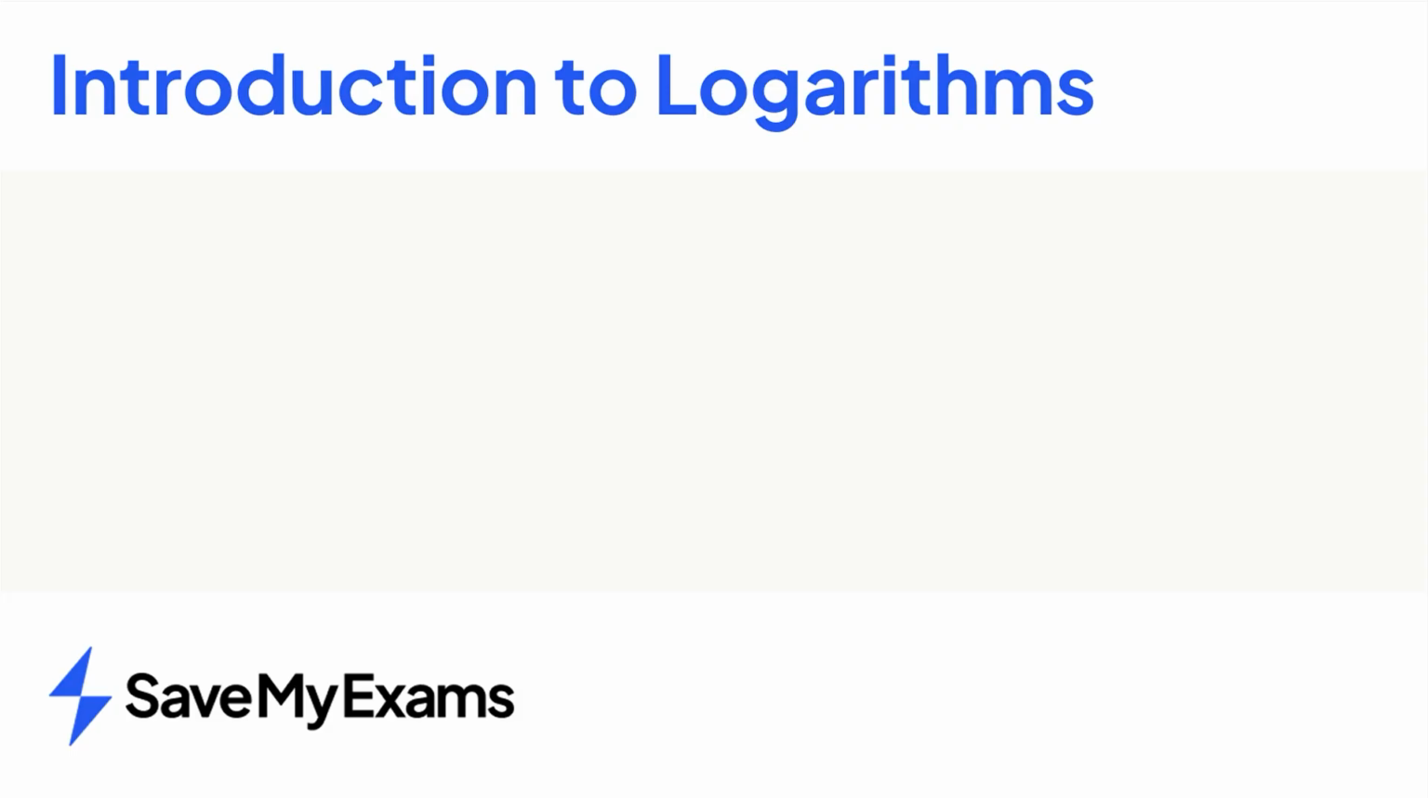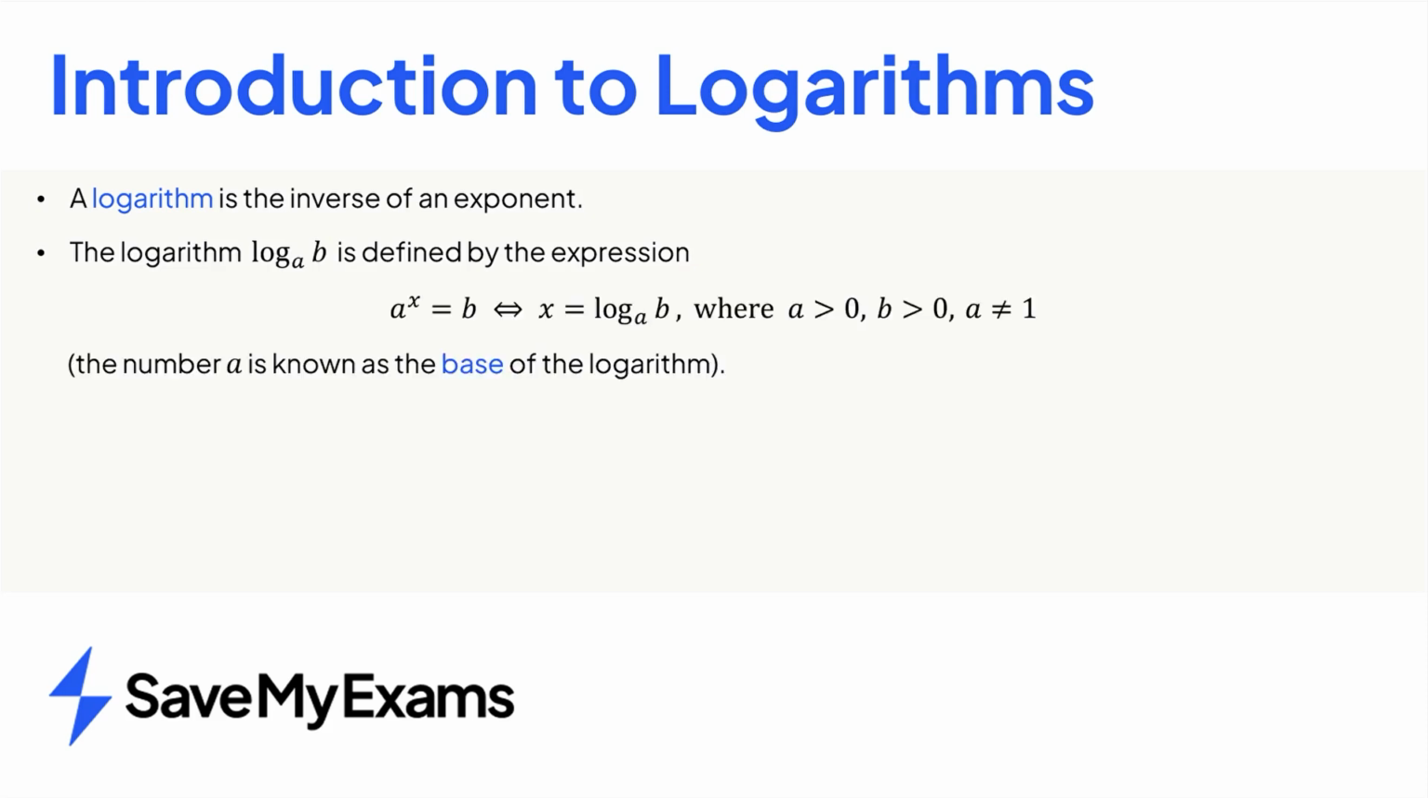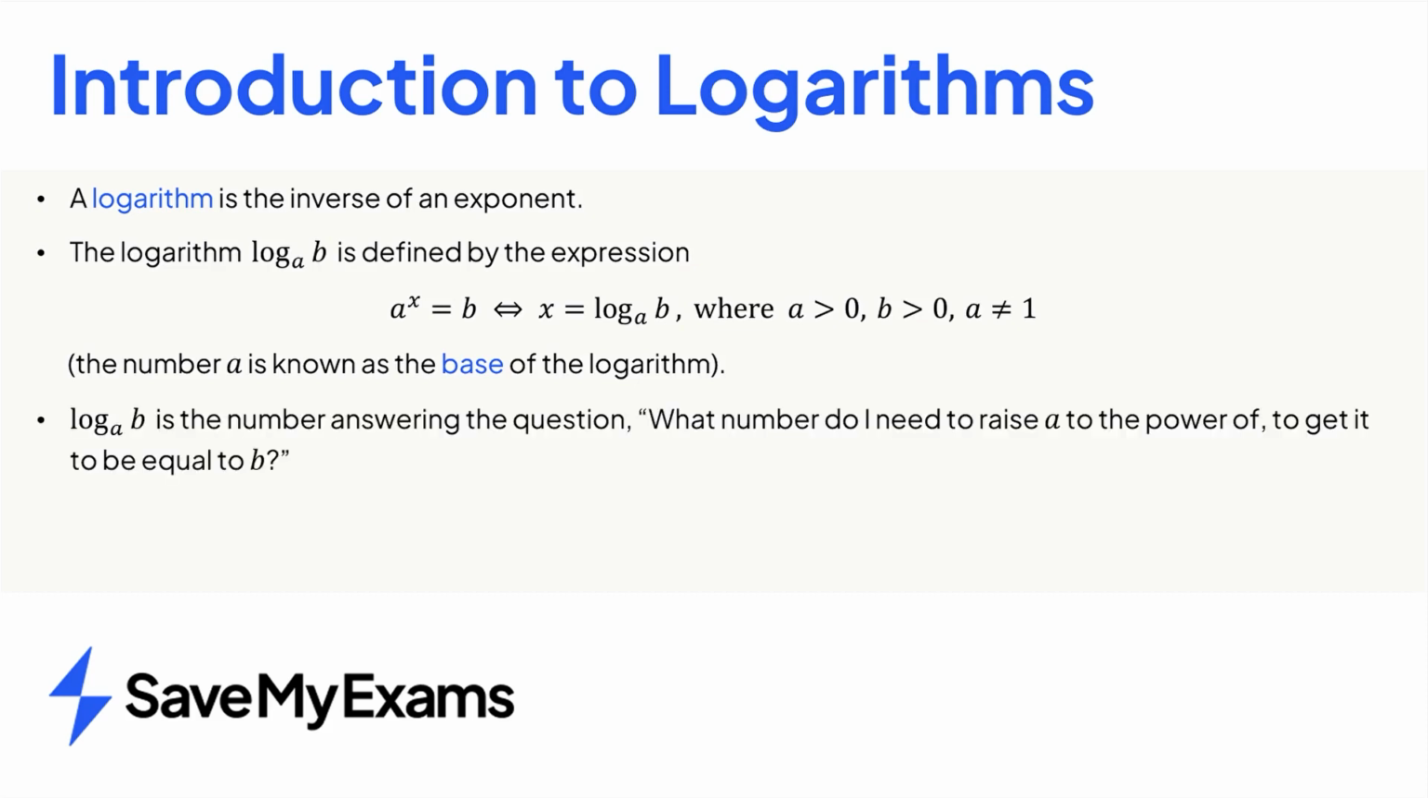And let's end with a brief recap. So a logarithm is the inverse of an exponent. The logarithm log a of b is defined by this expression, which is in your exam formula booklet, and where the number a is known as the base of the logarithm. Log a of b is the number answering the question, what number do I need to raise a to the power of to get it to be equal to b?